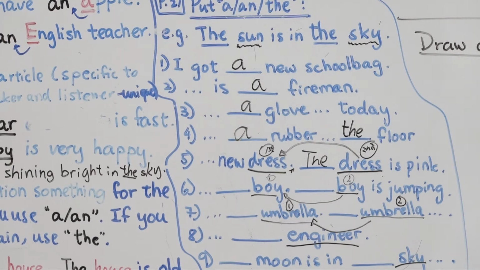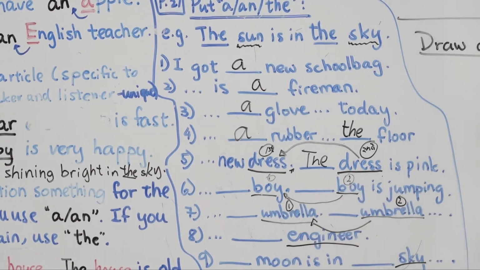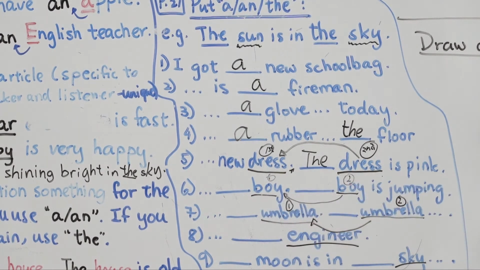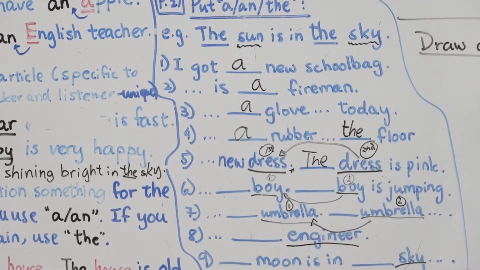Alright, so I hope that you've written down the answers, okay, as I've explained. If not, then that's okay, we can check the answers together. So for question number 6, there is blank boy. Blank boy is jumping. So we have the same boy mentioned in the first sentence and in the second sentence. Now in the first sentence, is this boy specific or generic? Do we know this is a unique boy or it's just another boy? Right, just another boy, right?